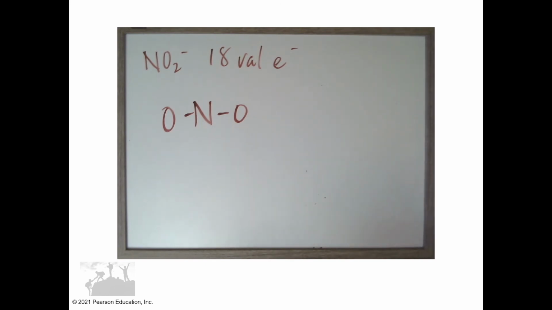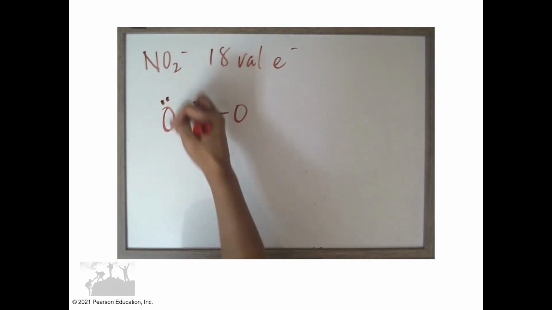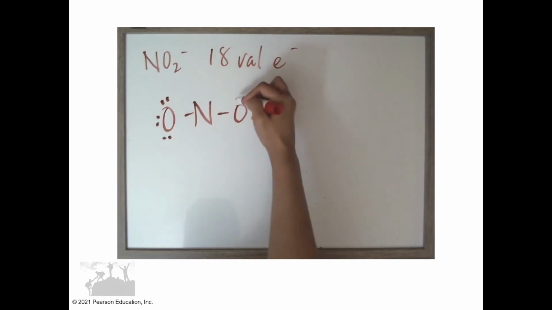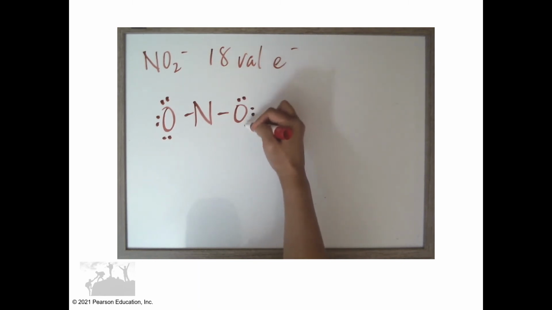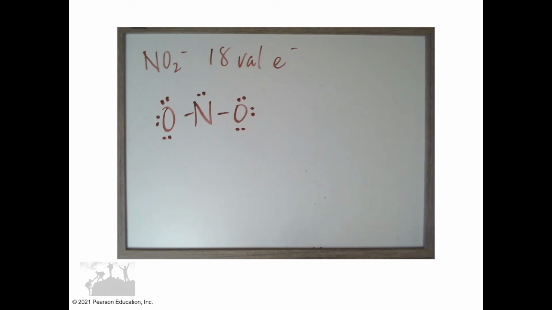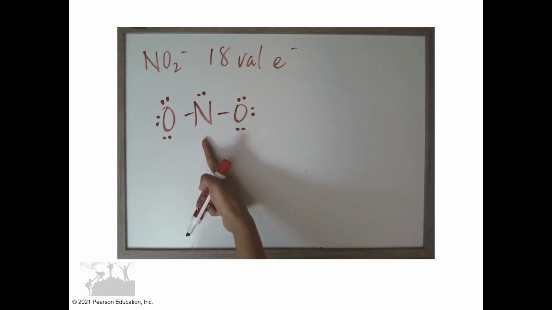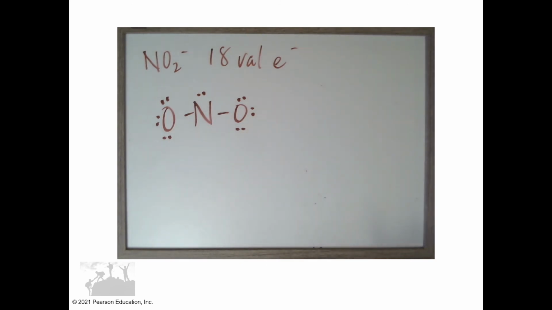So let's fill in the other 14. 2, 4, 6, 8, 10, 12, 14, 16, 18. Okay. We have all 18 valence electrons on our structure. Let's see if we have complete octets. Both oxygens are good, but nitrogen is missing 2 electrons. So we're going to have to rewrite this somehow.